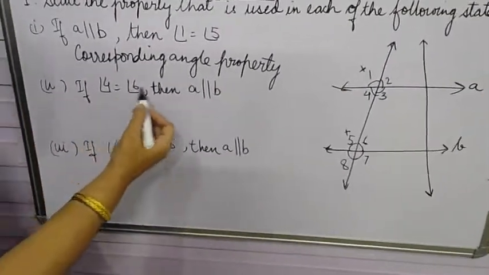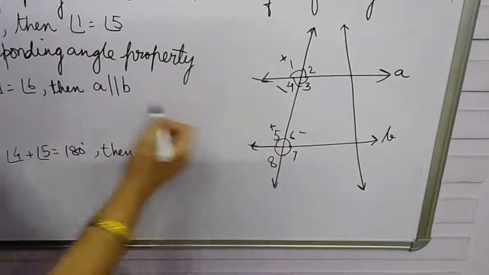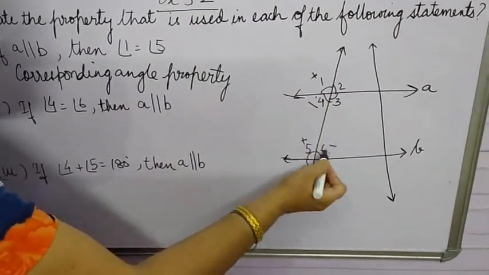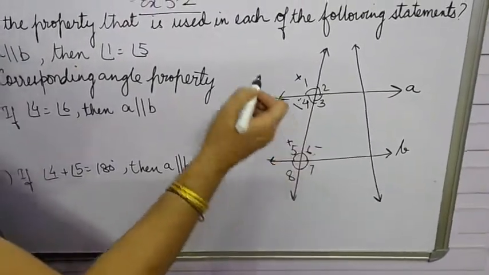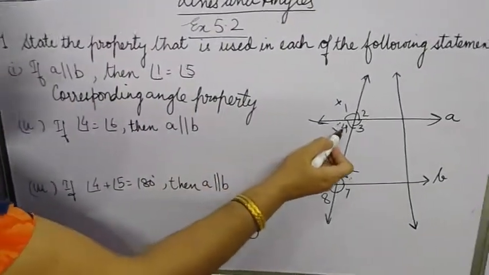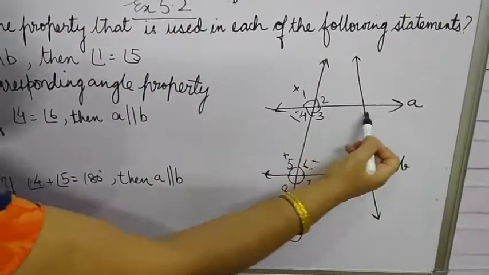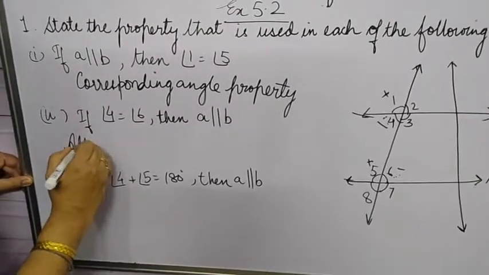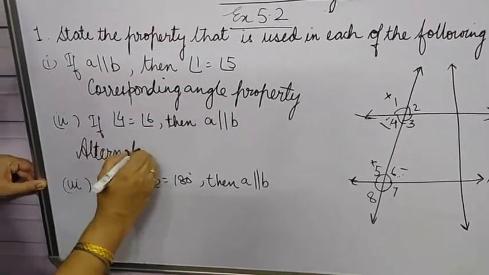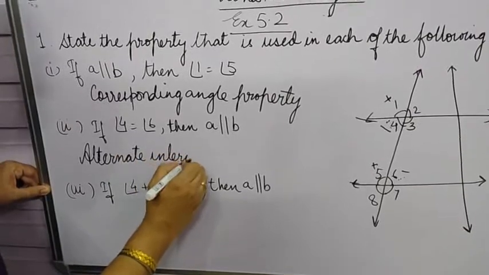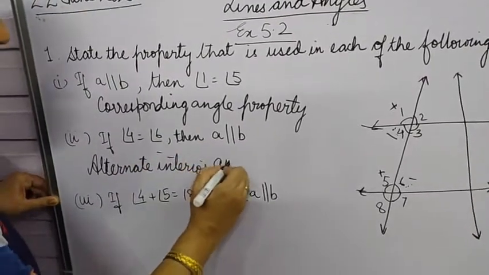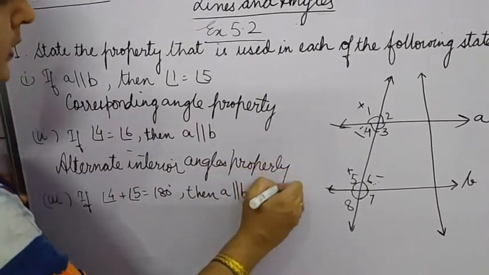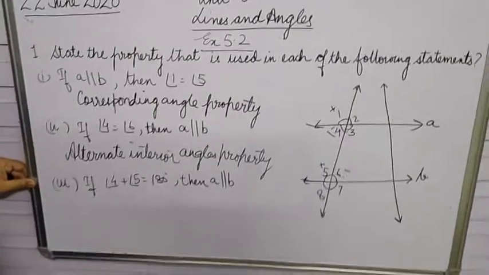Now second is, if angle 4 is equal to angle 6, then A is parallel to B. Now what type of angles are these? These are alternate interior angles, and we have studied earlier that whenever alternate interior angles are equal, we can say that lines are parallel. So what property is used here? It is alternate interior angles property. That means if alternate interior angles are equal, then we can say that lines are parallel.